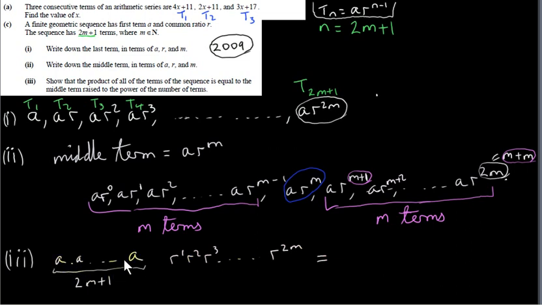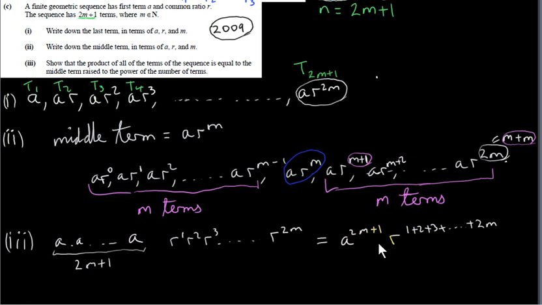Well, all these a's are the same, so when we multiply a by itself, and we have 2m plus 1 of them, we just get a to the power of 2m plus 1, because we have 2m plus 1 of them. And what about r? Well, when we're multiplying all these r's, we add the powers. So we have 1 plus 2 plus 3 plus dot dot dot plus 2m.